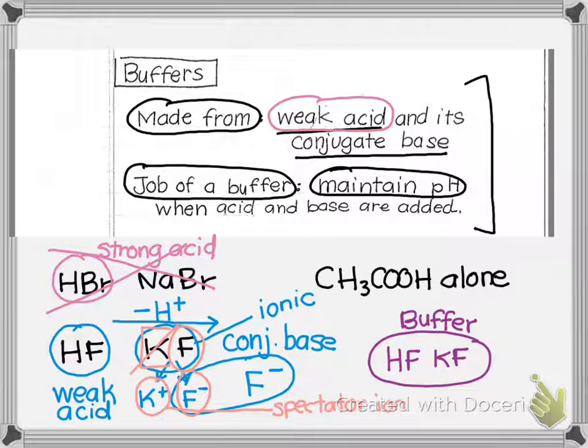Now the final example was just CH3COOH. This is acetic acid alone. So this is a weak acid. But in order to make a buffer and maintain pH, you have to have both the acid and the base. So this one alone could not be a buffer because it has no conjugate base with it.